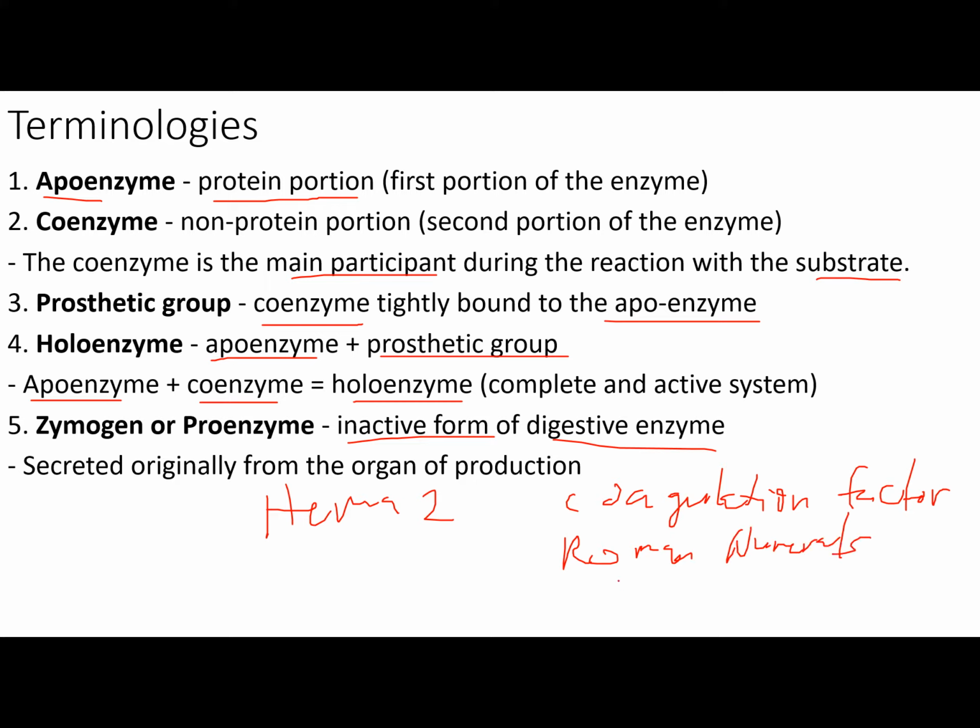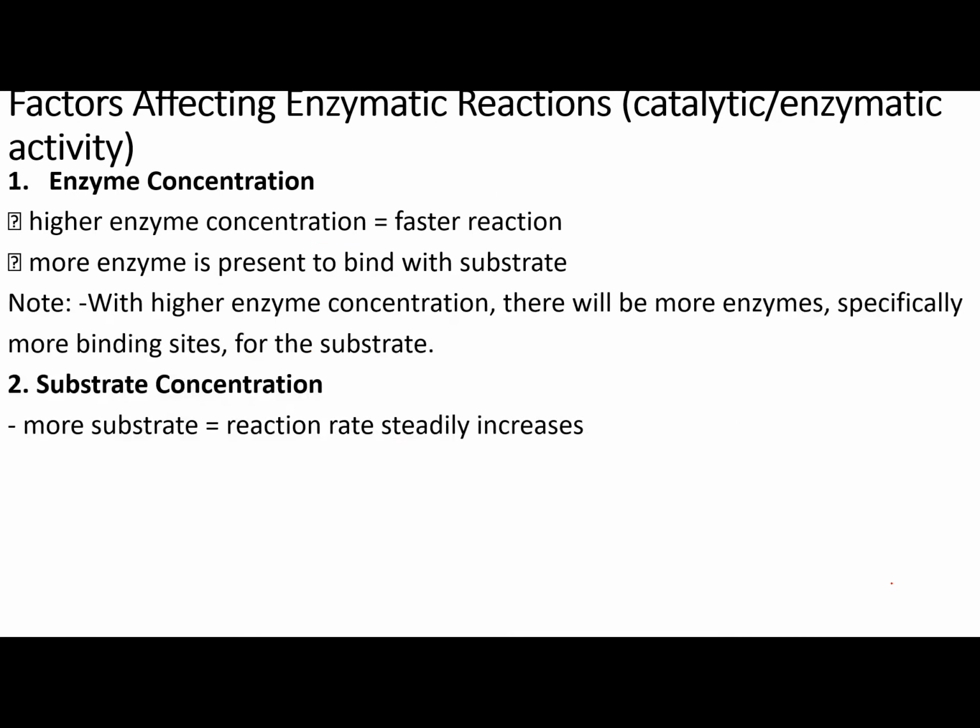Now, if you add, let's say, to factor 12 the letter A, this is an inactivated factor 12. So that's an example of a zymogen. Let's continue. Now, factors affecting enzymatic reactions, we have your catalytic or enzymatic activity.